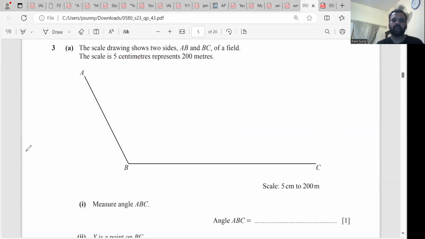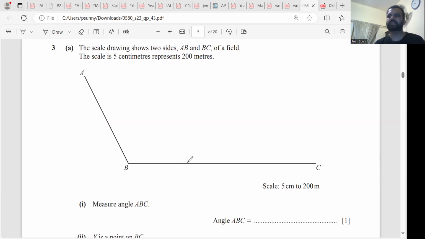Now, the scale drawing shows two sides AB and BC of a field. So AB is here, BC is here. Measure the angle ABC. So I won't be able to get a correct answer for this. You need to use a protractor. Make sure that the baseline of the protractor coincides, that means it should be on top of this BC line. Make sure that the base of the protractor lies on top of this BC.